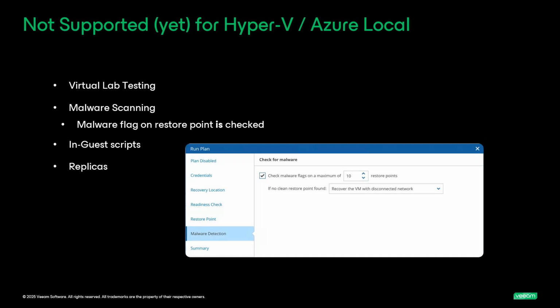So if we're trying to bring those workloads back into an isolated bubble and do some testing on them, that's going to be specifically with VMware today. But on the roadmap, we're looking at that potential testing possibility with Hyper-V and Azure Local, as well as the malware scanning functionality for restore point checks, and guest scripts and replicas as well. So those are all not yet supported, but things that are on the docket.